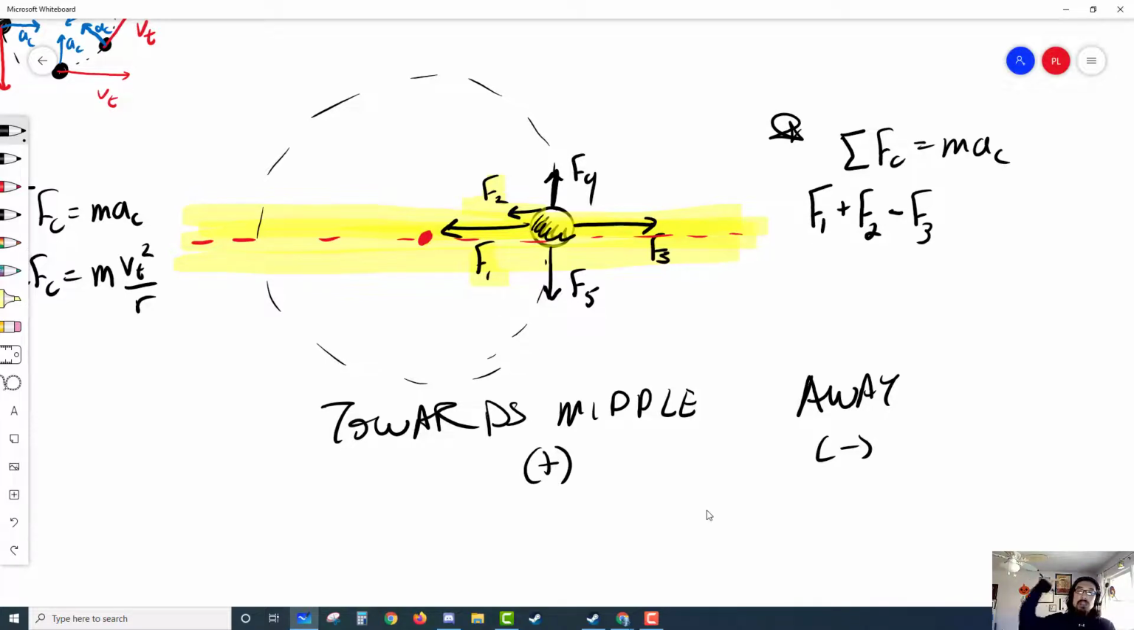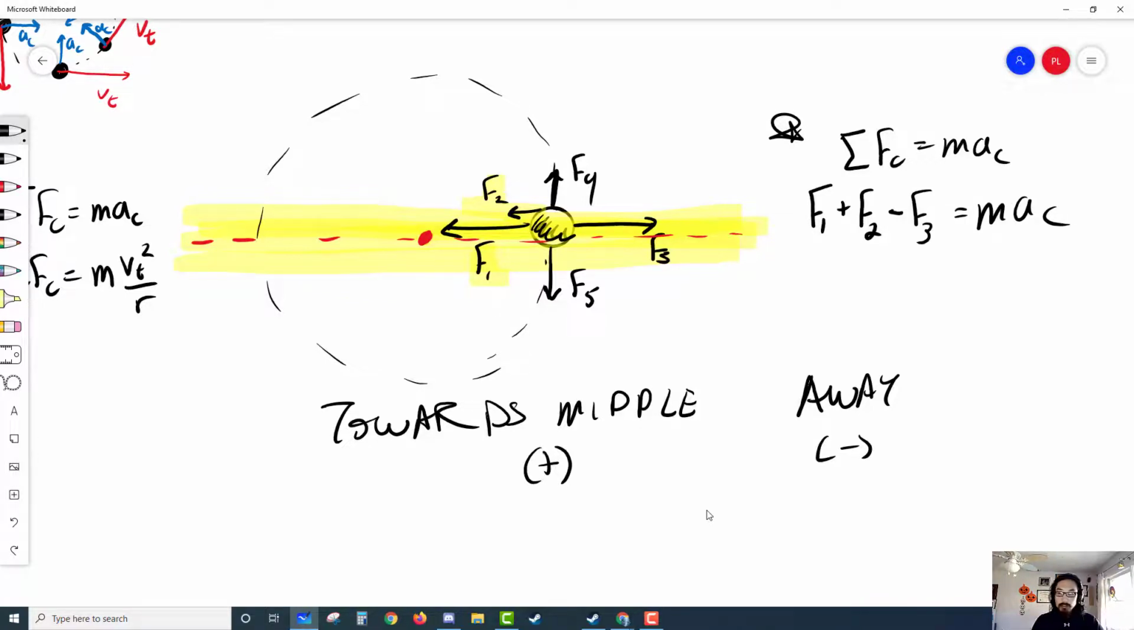You got to go over each and every single one of these forces and just ask yourself, if you want to do a funny voice, go for it. But ask yourself, is it along that axis that is pointing towards the circle? And if it's so, then you put it in. If it's pointing away, just make it negative. And that becomes our equation.